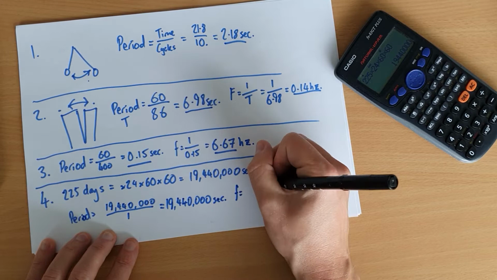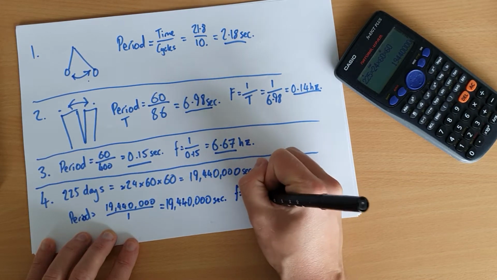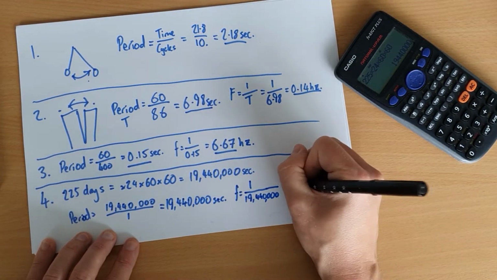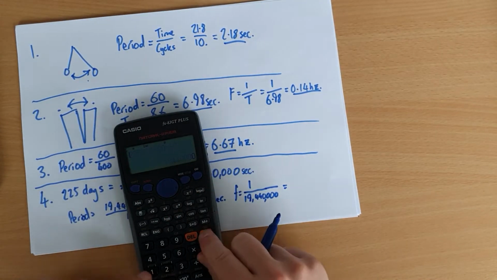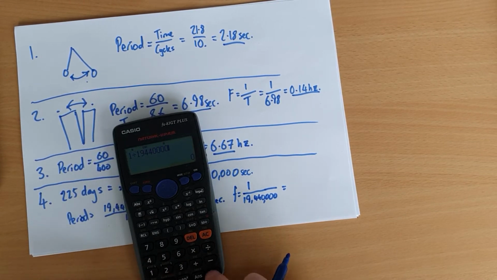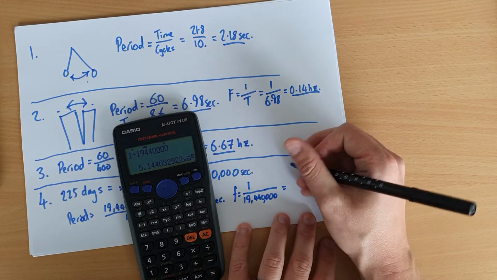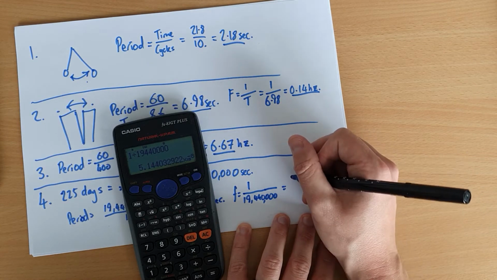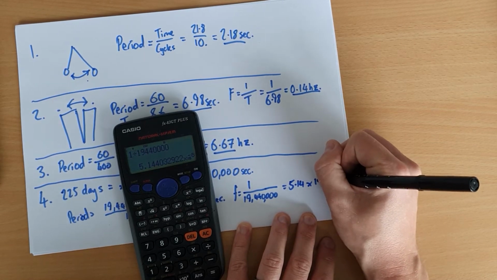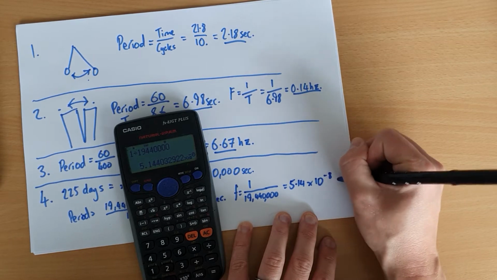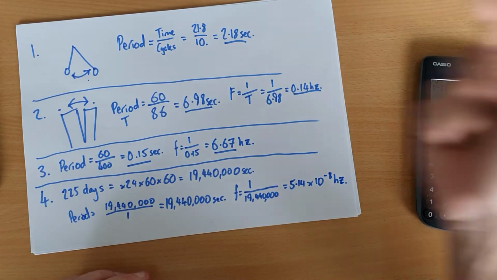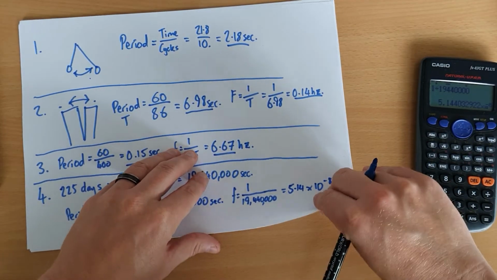Now the frequency is going to be 1 divided by 19,440,000. Okay, and that will give us the frequency. So 1 divided by 19,440,000, and it gives us a very, very small number. We can write this in standard form. So it's 5.14 times 10 to the power of minus 8 hertz. So it's a very, very low frequency. It's going around that sun really, really slowly. Now, that's the first part.